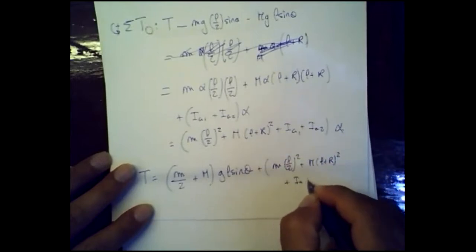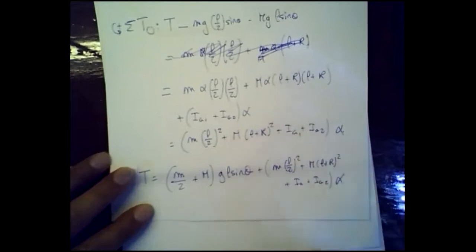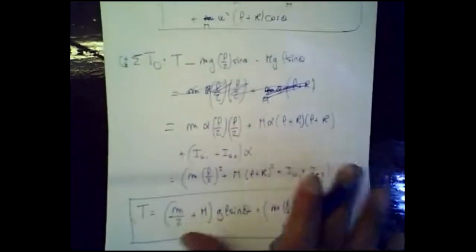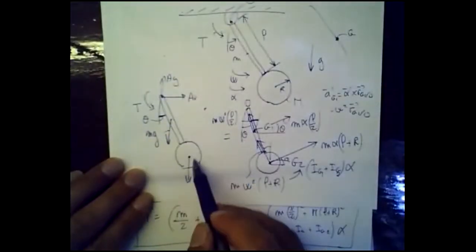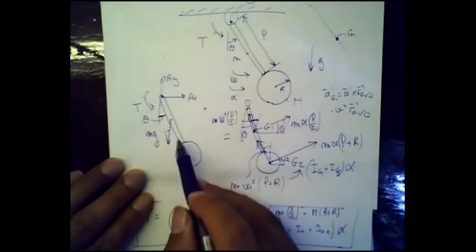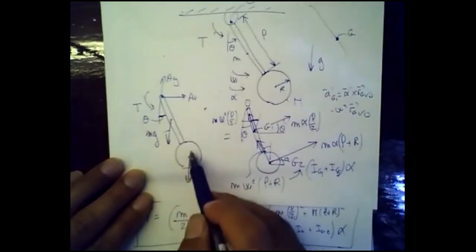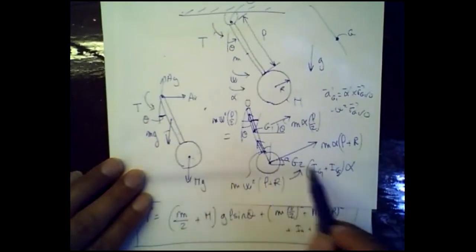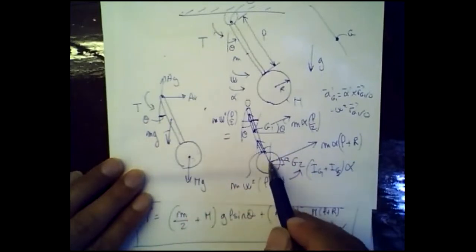Plus IG1 plus IG2 multiplied by alpha. Okay, guys, any questions about this problem? How you're doing that, right? How you are decomposing this into two masses, right? Instead of having to try to find where the center of gravity is, we can directly just put these where they are. Don't forget to put IG1, the moment of inertia about the center of gravity.